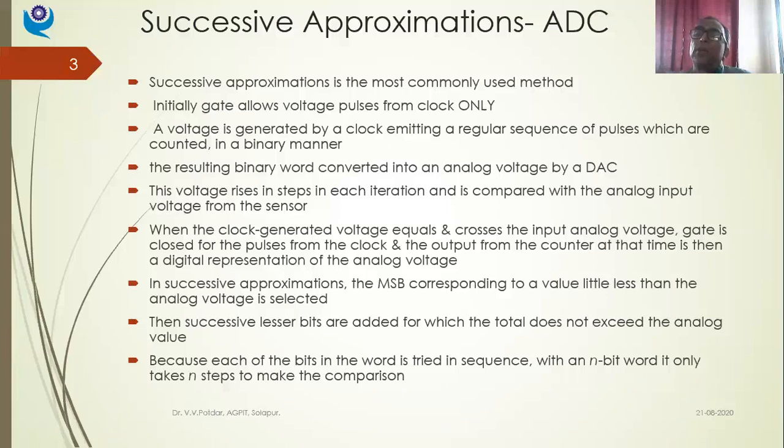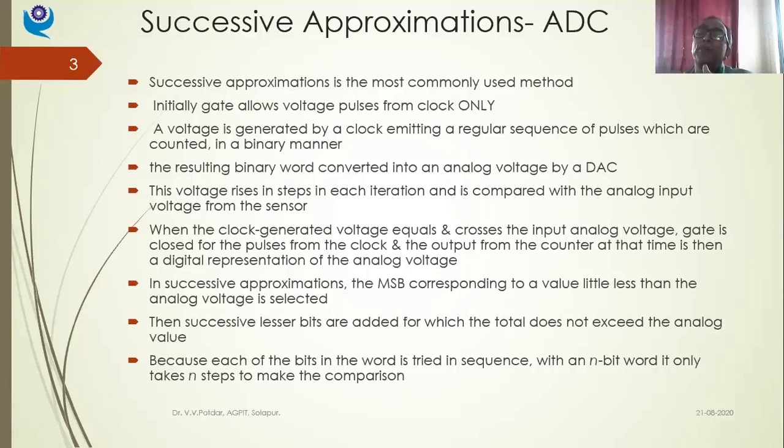In the next iteration, if I use the next significant digit, 4, then 8 plus 4 makes 12. So it is not useful, and I need to keep the second significant digit as 0. I don't want to use 2 to the power 2. Can I use 2 to the power 1? 2 to the power 1 is 2, so 8 plus 2 is 10. No, it is not useful, so that will also be 0.